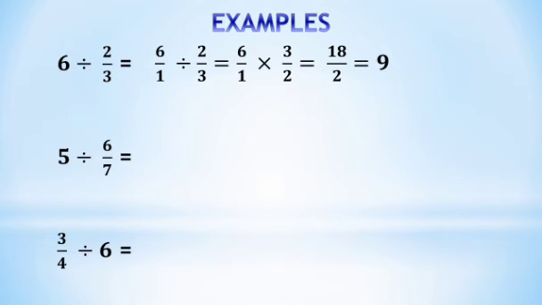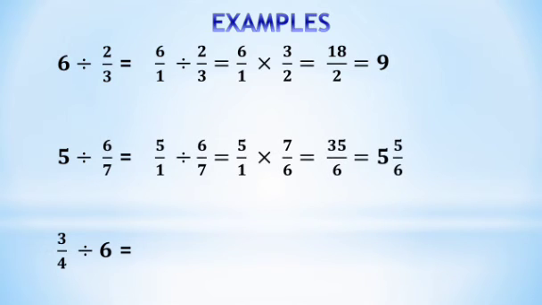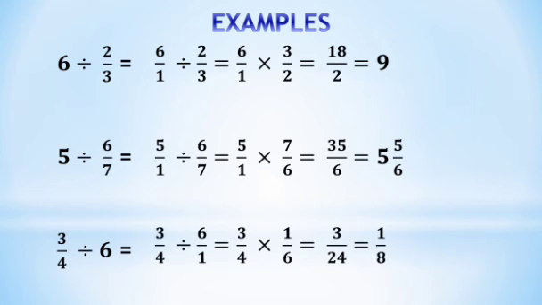Let's see the second part. Here again we will write 5 as 5 upon 1 and will take the reciprocal of the second fraction. So 6 upon 7 becomes 7 upon 6. Now multiply the numerators together and the denominators together. So we will get 35 upon 6. After changing into a mixed fraction, we will get the answer 5 upon 6. Now have a look at the third example, where our second fraction is a whole number.